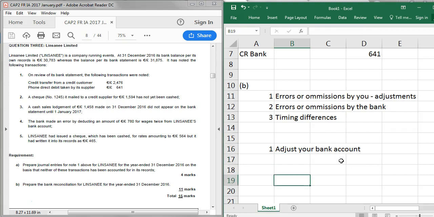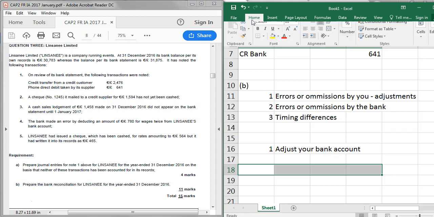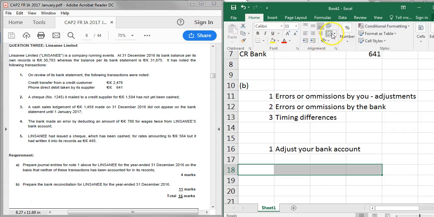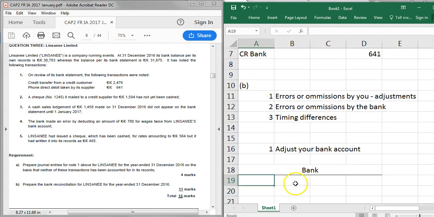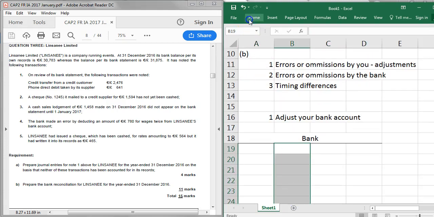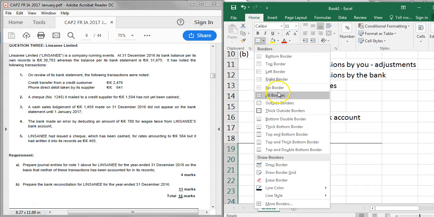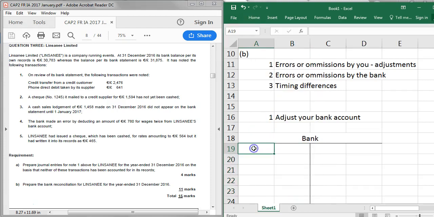So you adjust your bank account as per your accounts. So we'll just open up a rough T account here, just so we can see what's what. We call this bank, and we'll have an opening balance on the debit side of 3783. Your balance brought down, 3783.